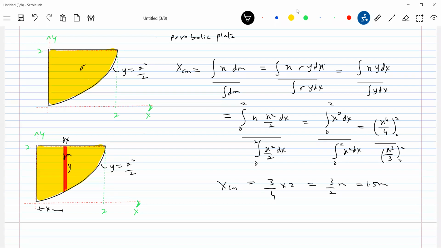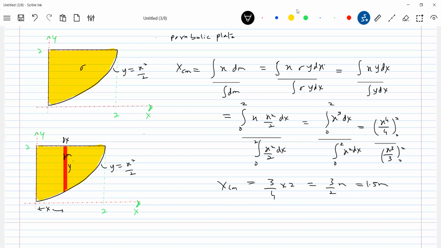Similarly for ycm, you assume one more strip, a horizontal strip, and calculate the ycm. Some different shaped curves and structures will also come, so you have to be very careful about this.